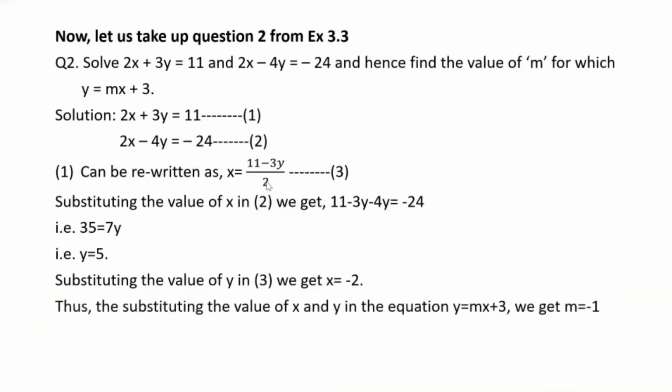So I've got the value of x as minus 2 and y as how much? 5. I need to find out the value of m using the values that I have found. So I'll get 5 is equal to minus 2m plus 3. So I get minus 2m is equal to 2, which gives me m is equal to minus 1.